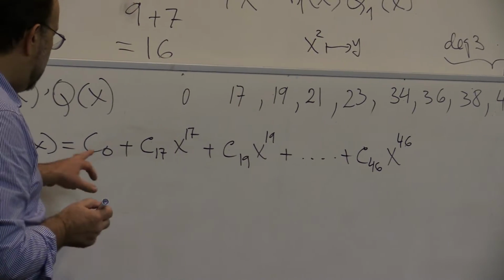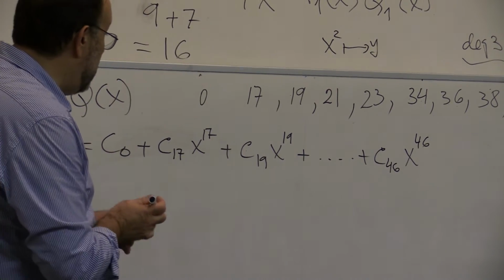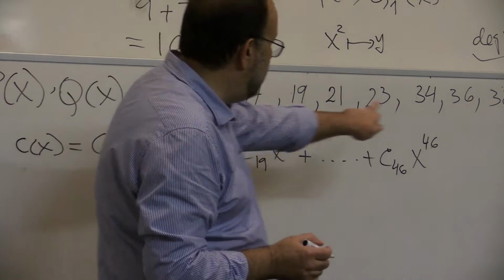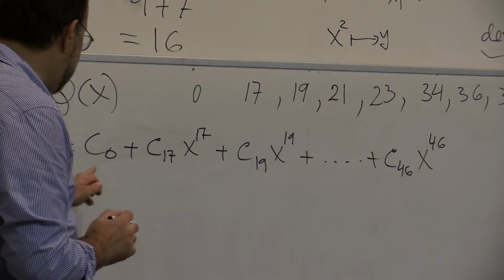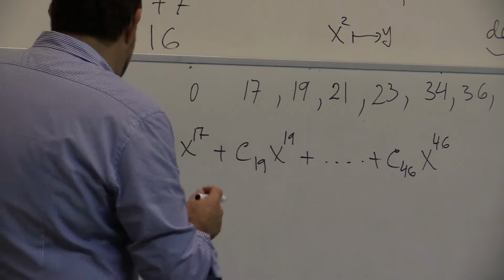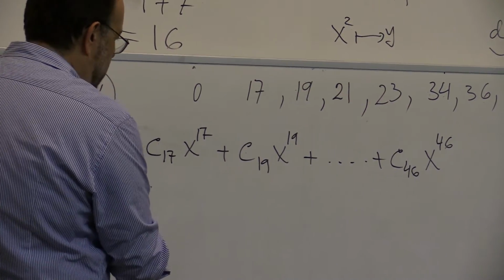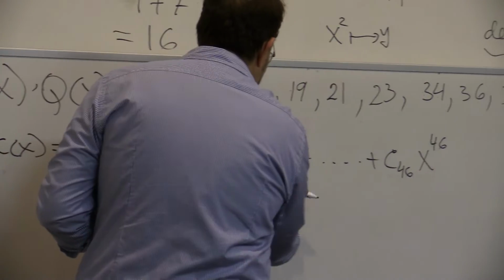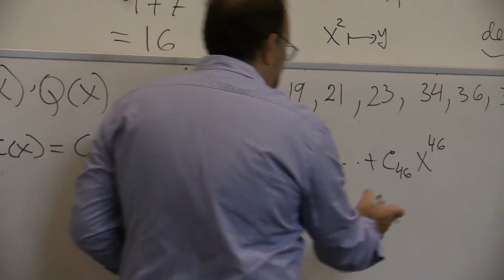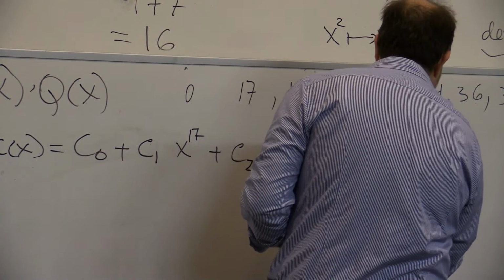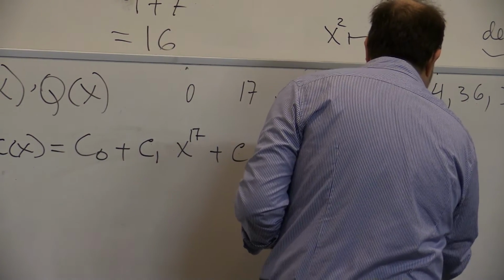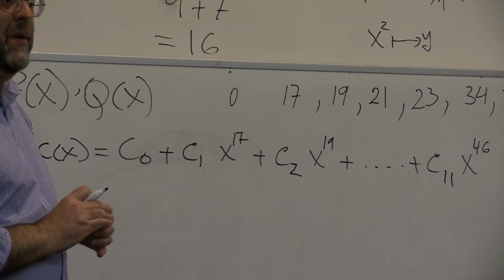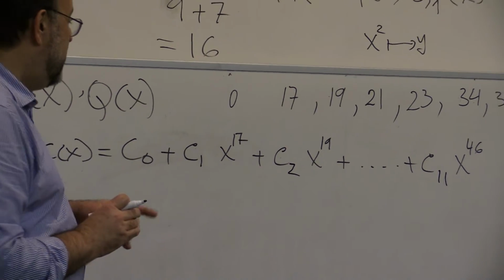Now, how many coefficients? There are altogether 12 coefficients, because these are the powers, 0 up to 46. So maybe I should write C0, C1, C2, up to C11, right, starting with 0. So there are 12 numbers to determine.